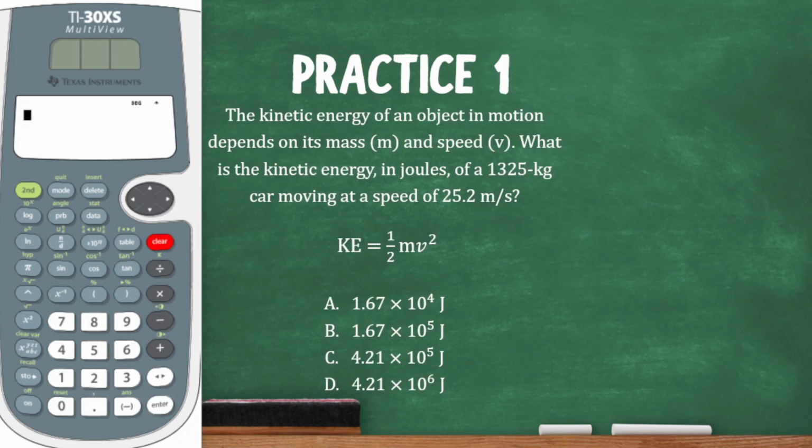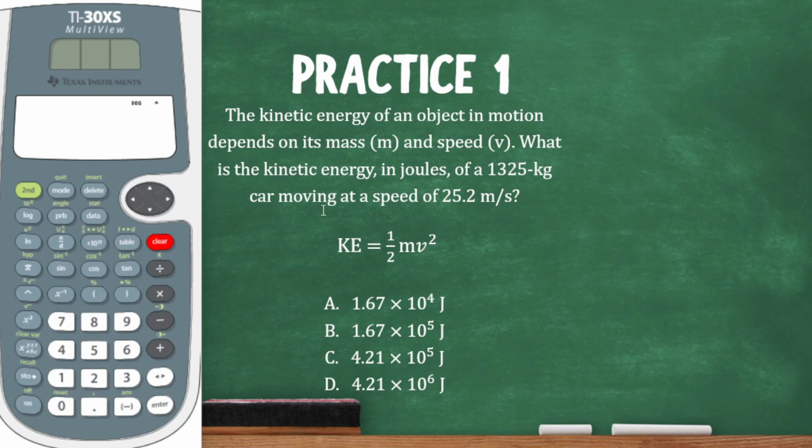If you want to try this practice on your own, pause the video. The kinetic energy of an object in motion depends on its mass, m, and speed, v. What is the kinetic energy in joules of a 1,325 kilogram car moving at a speed of 25.2 meters per second? And we have a formula. Kinetic energy equals 1/2 m times v squared.